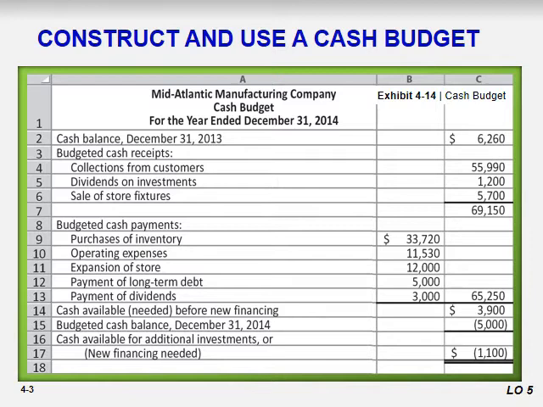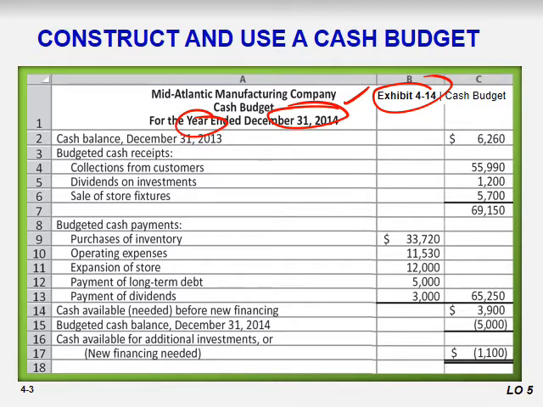So here we go. We have the budgeted period, which can be a year, a week, or a month. This exhibit, Exhibit 4.14, shows the cash budget for Mid-Atlantic Manufacturing for the year ended 31st December 2014. So this is a year-ended one, right?